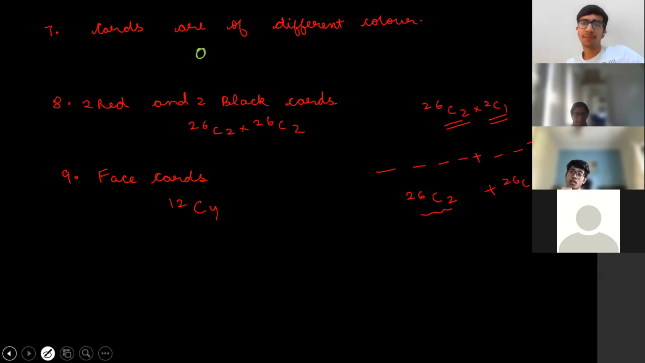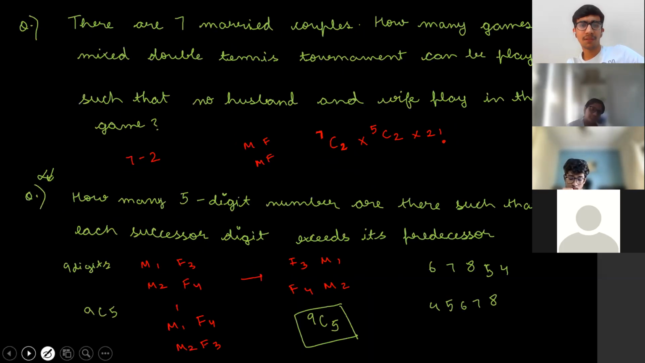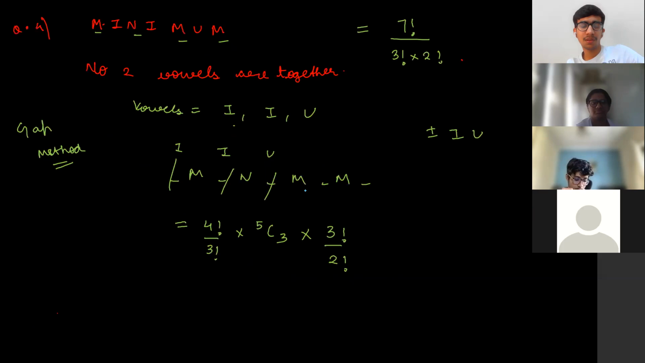We have done the letters, we have done the cards, we have done the numbers, some random questions. We have done the gap method. That's very important. So हम लोग और क्या कर सकते हैं?